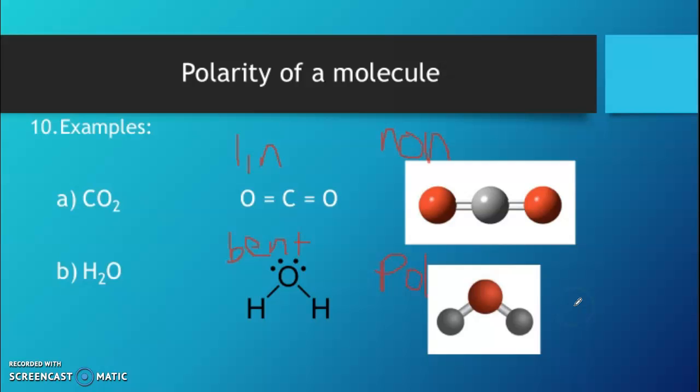So this is polar. Since this shape is bent, bent is always asymmetrical, always polar. Just to show you, even though it's symmetrical left to right, if we cut this in half like this, then it's not symmetrical top to bottom, so it's asymmetrical. That would make it polar. All right, next example.